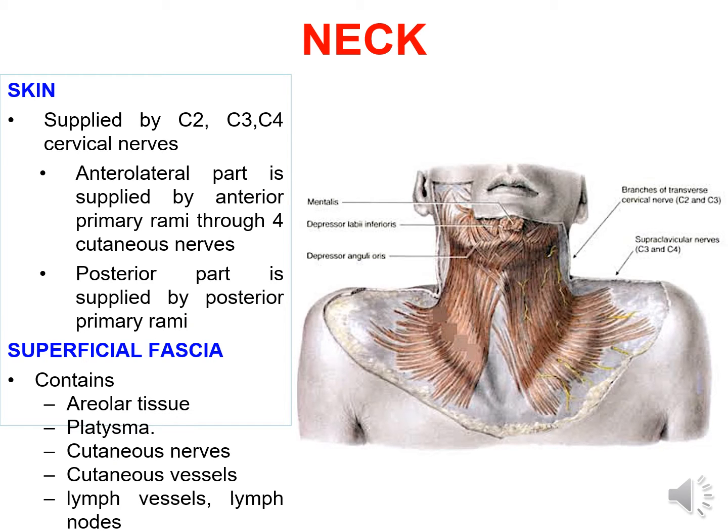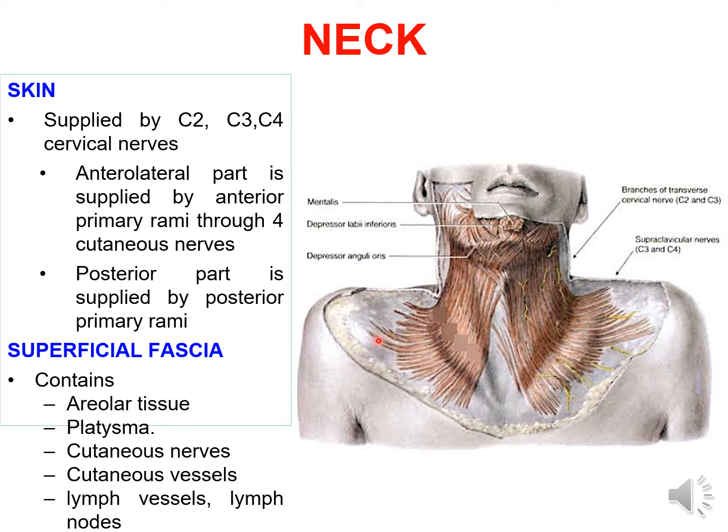So what are the layers that you will encounter when you perform the dissection of the neck? The first or the superficial most layer that you will come across is the skin. This skin of the neck is supplied by the second, third and the fourth cervical nerves. The anterolateral part of the neck is supplied by the anterior primary rami through four cutaneous nerves. You will study in detail about these four cutaneous nerves in posterior triangle. The posterior part of the skin of the neck is supplied by the posterior primary or the dorsal primary rami.